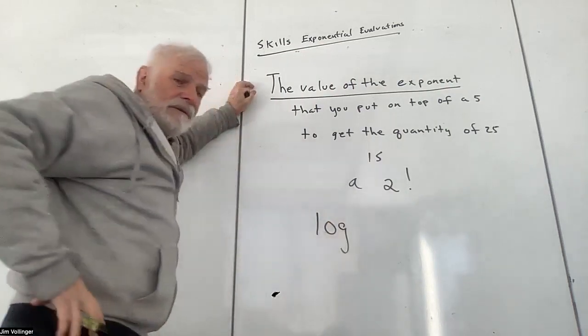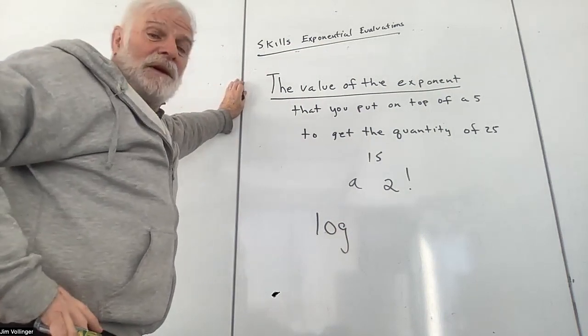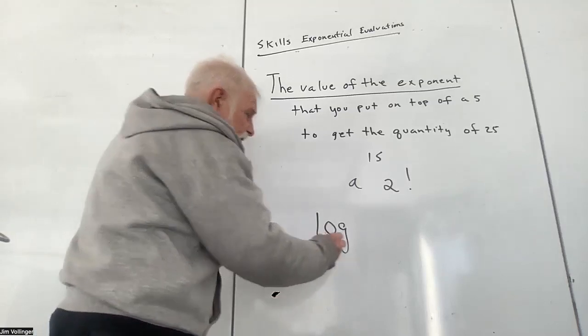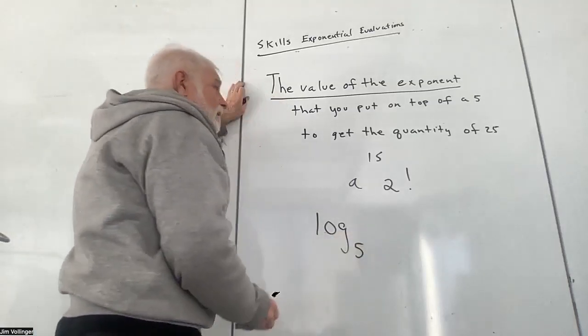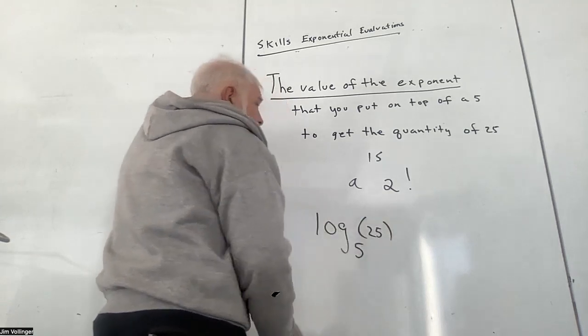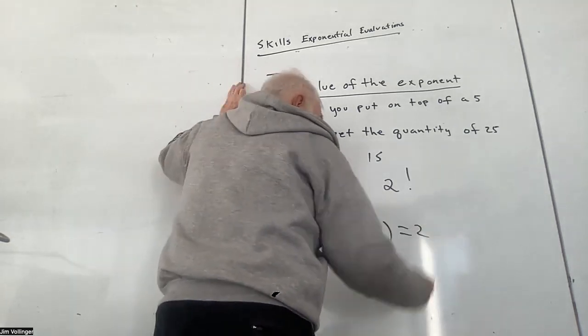That's what a logarithm is. A logarithm is the value of an exponent. Lengthy way of writing a value, though, that you put on top of a 5. That's where the base goes. To get the quantity of 25 is equal sign a 2.